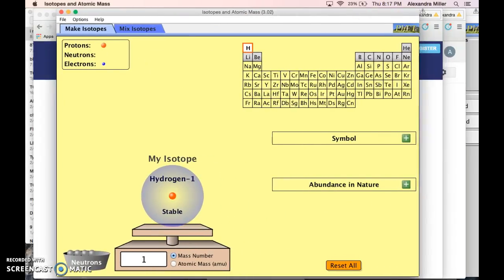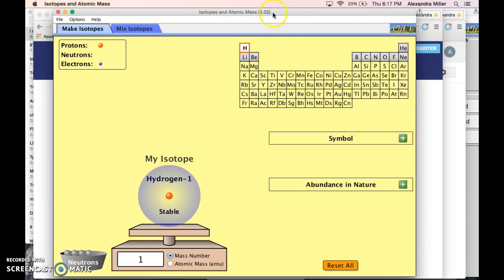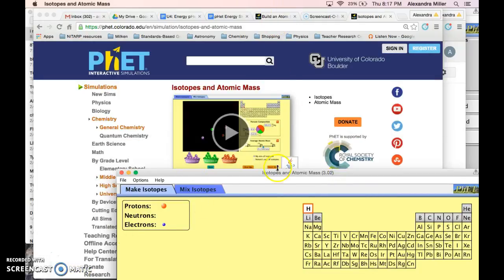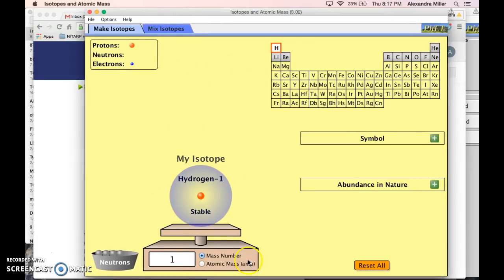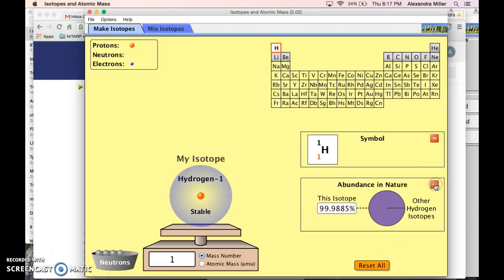Now that you have the Java update, it shouldn't be a big deal, but it's just not coded in HTML, so it's not going to run through the browser. You actually have to host it on your computer. Anyway, this simulation is going to be about the relationship between the number of particles in the nucleus of an atom and its atomic weight, or mass, rather.